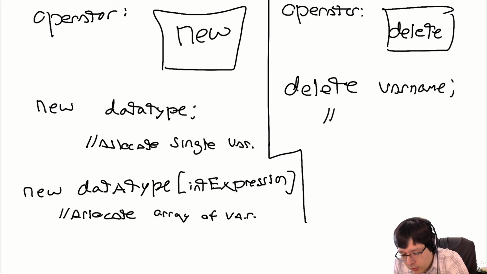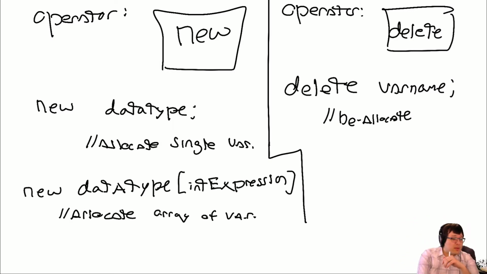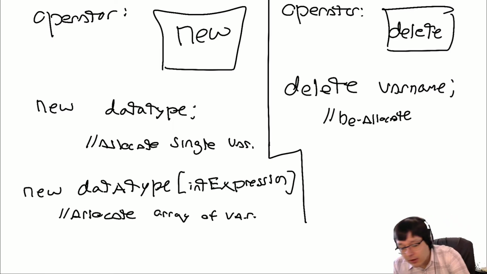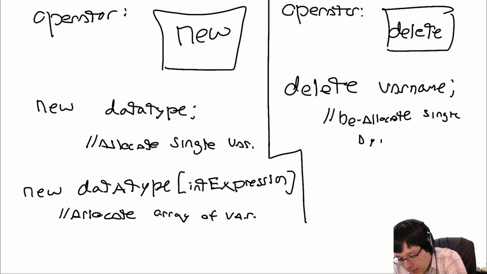Okay? What does delete do? Delete is a little bit misleading actually, because delete does not quote unquote delete a variable. When we think of delete, we think of erasing from existence. That's not really what happens. When you use the delete keyword on a variable in C++, you are de-allocating that variable. Okay, so delete var name is going to delete a single dynamic variable.